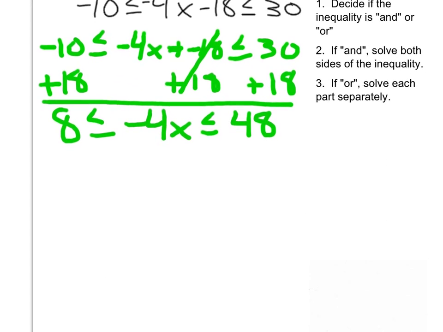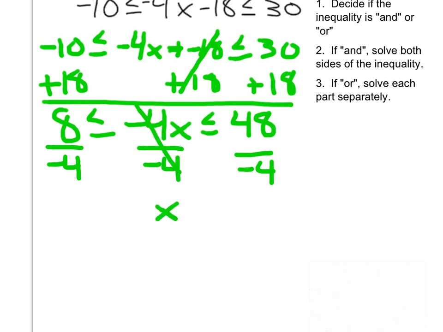Now, I need to get x by itself, so I would divide by negative 4. And again, I'm going to do that everywhere. Okay, well these cancel. Leaves me with x in the middle. Over here I got 8 divided by negative 4, that's negative 2.